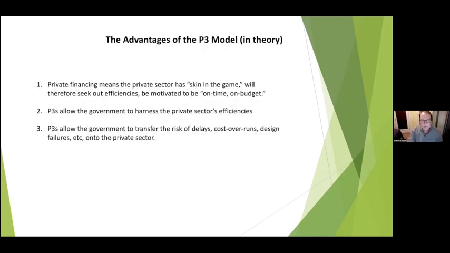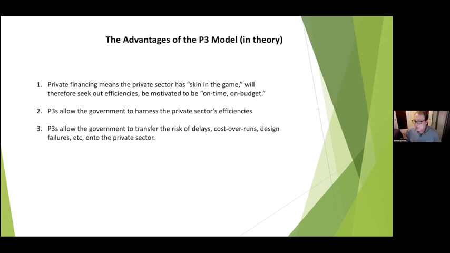So let's return to those main arguments again about what the advantages of the P3 model are. Private finance. Now, how could this be a benefit, particularly when private financing is always more expensive than government borrowing? The reasoning of P3 advocates is that because the consortium has to raise its own capital to finance the project, it has an incentive to ensure on-time completion and penalty-free completion of the project in order to be able to pay back its borrowed money on time, right? It has skin in the game.